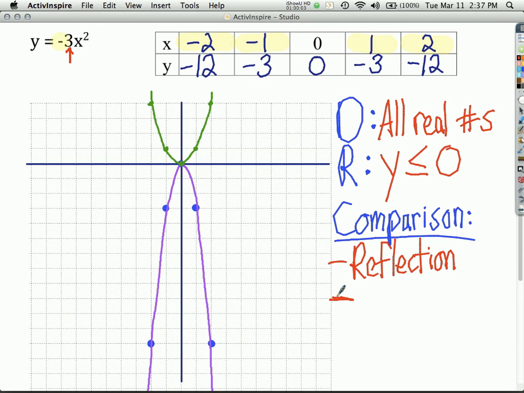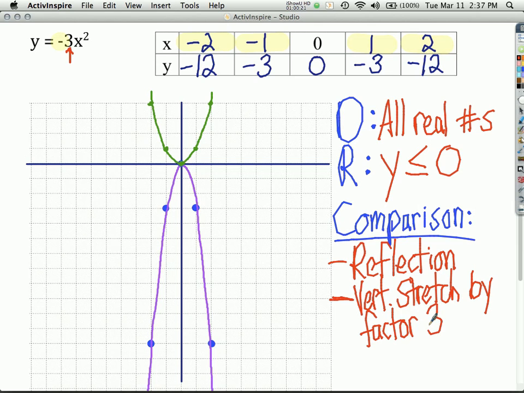John? It's a vertical stretch. The number's going to get bigger, so it's a vertical stretch by a factor of 3. We don't include the negative sign because the negative sign told us it's a reflection. The whole number tells us it's a vertical stretch.